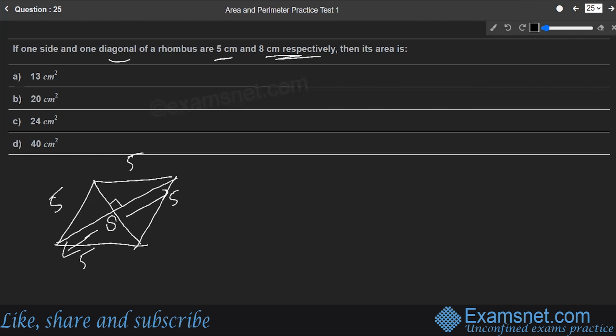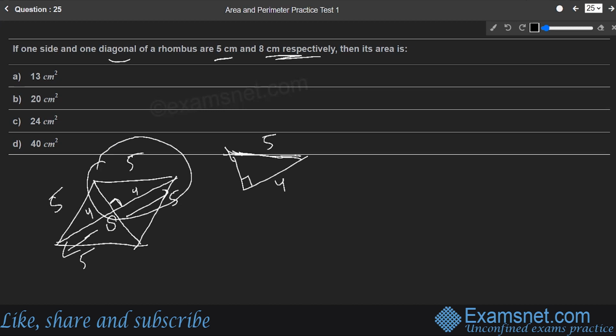Diagonals are perpendicular bisectors of each other. So that means this is 4 and this is 4. And we are having a right angle created on the top of it. If you can see this figure, this is nothing but a right angle triangle. So this is 5 centimeter, this is 4 centimeter, and this is 90 degrees.